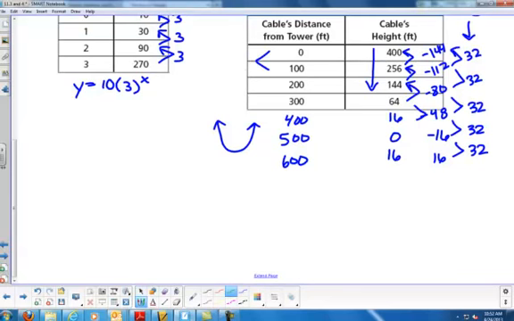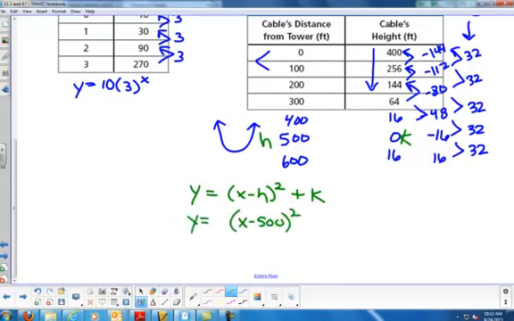All right, remember vertex form. y equals a times (x minus h) squared plus k. So this is our h, this is our k. So x minus 500 squared plus 0, I'm not going to bother putting it. I still don't know a. Should have put that in there.